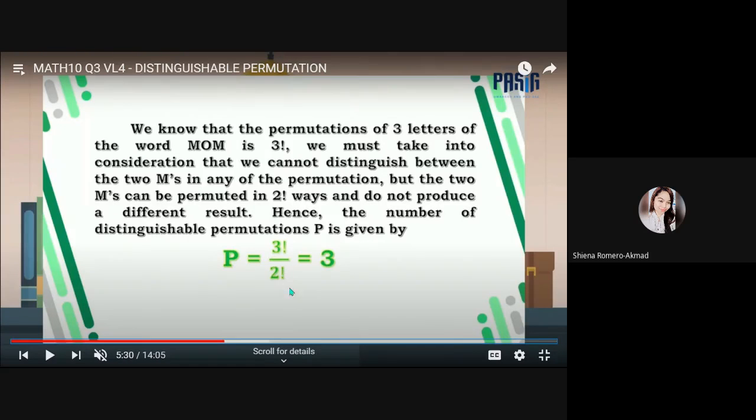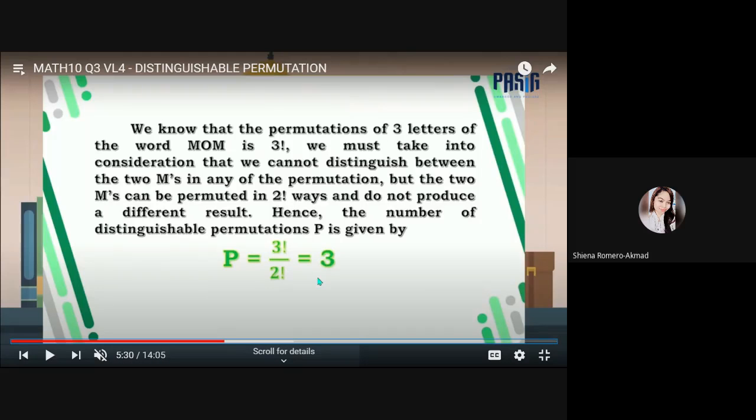2 factorial, and this 2 factorial result the same, or a different result? Or should I say, the numerator is the original solution for the permutation, and the denominator is the letter and how many times it repeats. So for the 2 factorial here, how many times is M repeated? 2 times. So that's 2 factorial. So 3 factorial is 6, divided by 2, is 3.